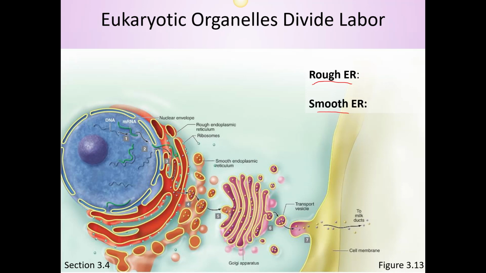So if a cell needs more protein, more ribosomes are going to be stuck to here, and that's going to be protein that's going to be secreted out of the cell or incorporated into the cell membrane. Now, if the cell needs more fats or wants to produce hormones, then these can fall off, and those would be certain types of hormones, but these will fall off, and then you'll have more smooth ER to perform that function.